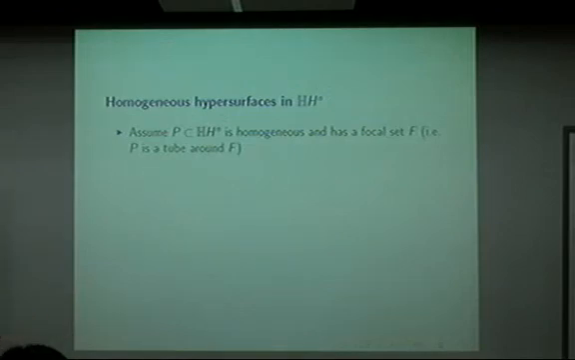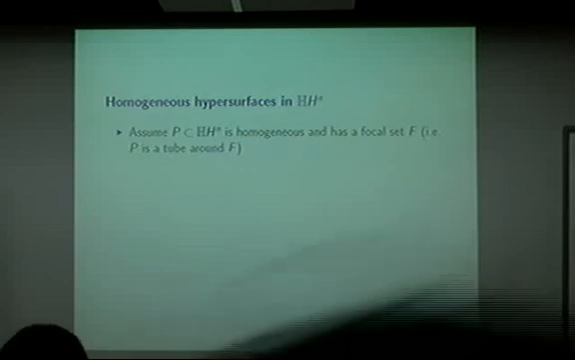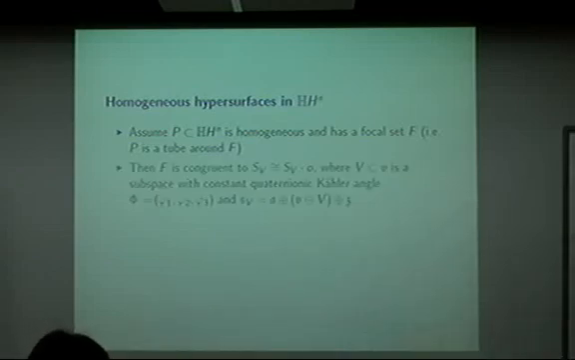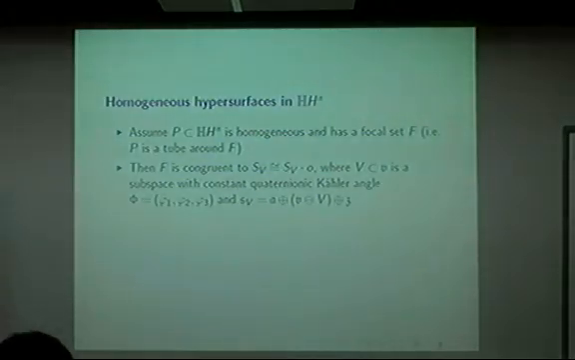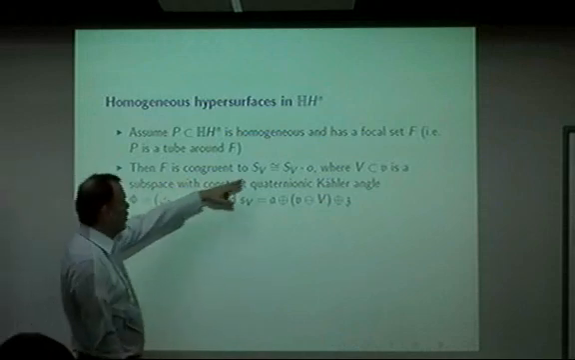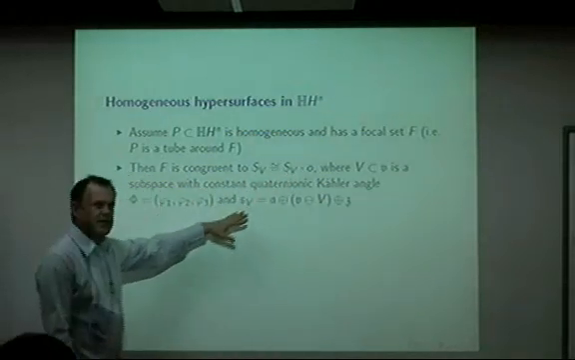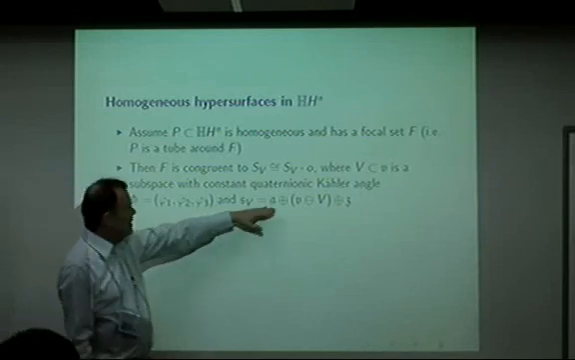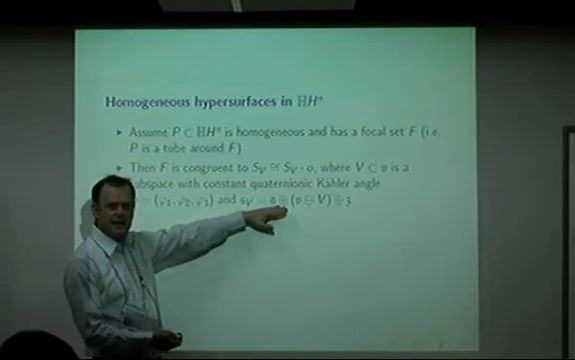So let's assume now we have a homogeneous hypersurface which has a focal set. Then geometrically the hypersurface must be a tube around this focal set, around this submanifold. What we can then prove is that this focal set is congruent to an orbit of a group which can be constructed in a similar way as the hypersurface S that I just constructed.